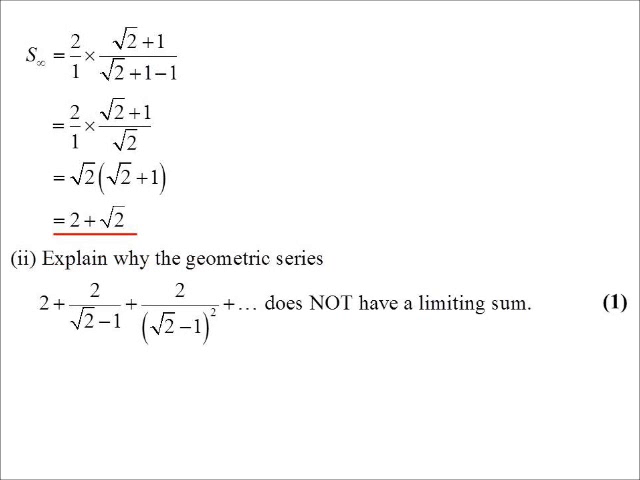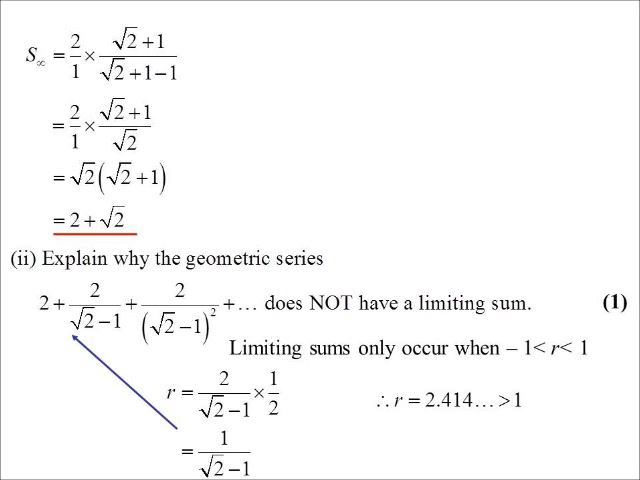They like these sort of questions. Explain why it does not have a limiting sum. This is part 2 of the question. And of course, all they're looking for is that you know that the ratio needs to be between minus 1 and 1. In this case, the ratio is 1 on root 2 minus 1. And that turns out to be 2.414, which of course is bigger than 1. No good.